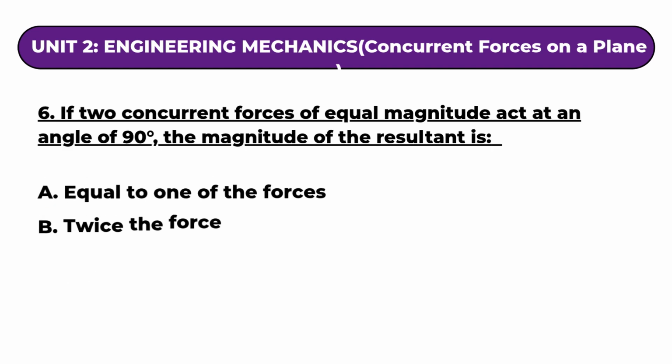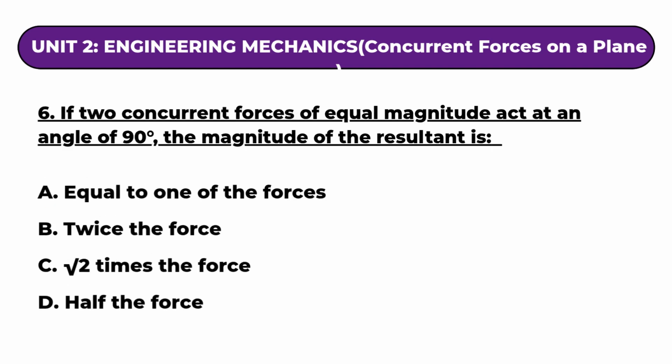If two concurrent forces of equal magnitude act at an angle of 90 degrees, the magnitude of the resultant is: A. Equal to one of the forces, B. Twice the force, C. Root 2 times the force, D. Half the force. Correct answer? C. Root 2 times the force.